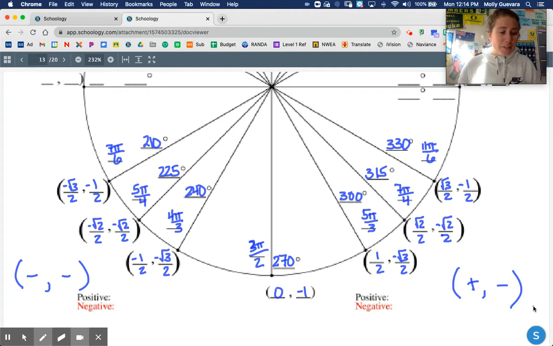What we're going to do now is we're going to look at evaluating these trig functions. Keep this unit circle handy for the next thing that we're going to do.